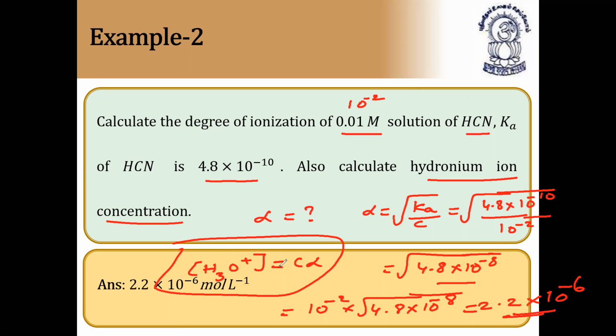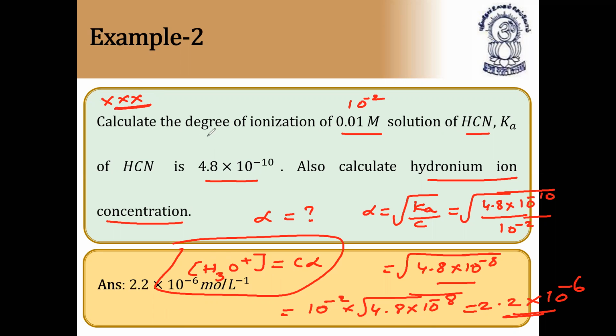And the hydronium ion concentration is equal to C alpha. So the C value is 10^-2, and the alpha value is root of 4.8 × 10^-8. So this becomes 2.2 × 10^-4, and with 10^-2 it becomes 2.2 × 10^-6 moles per liter. So this is clear. Very, very important model. This type of question you'll get in the entrance examination. So please note it down.